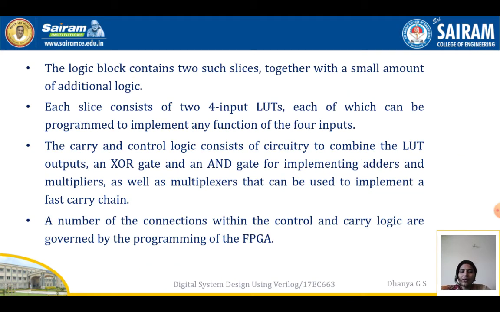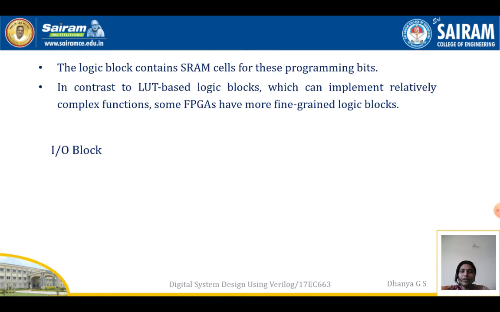The carry and control logic consists of circuitry to combine the LUT outputs and an XOR gate and an AND gate for implementing adders and multipliers, as well as multiplexers that can be used to implement a fast carry chain. A number of connections within the control and carry logic are governed by the programming of the FPGA. The logic block contains SRAM cells for these programming bits.